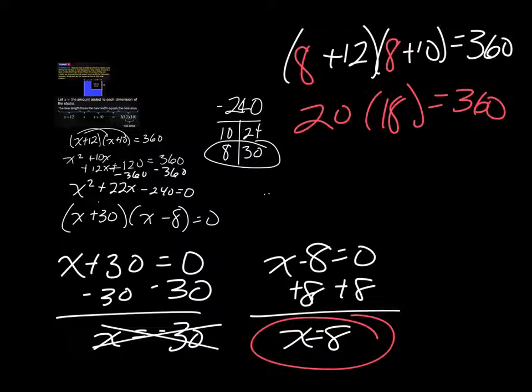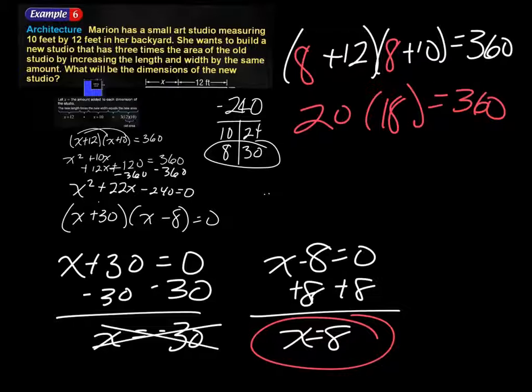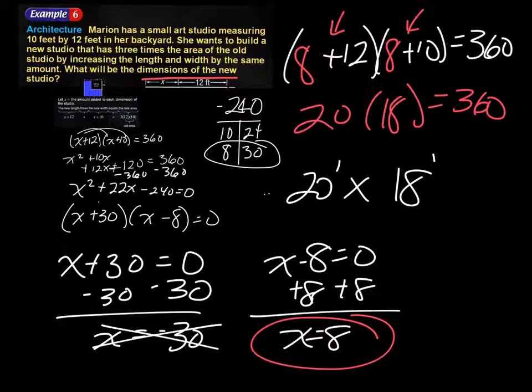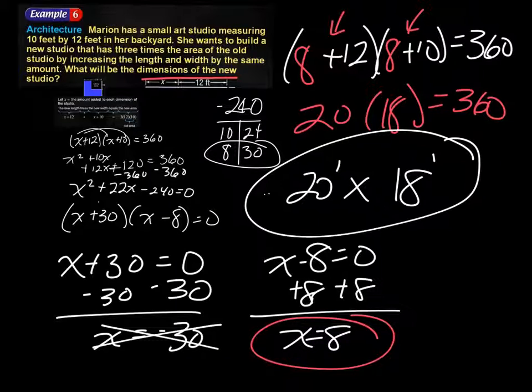The question asks for the dimensions of the new building. So we need to go back in and, you can kind of see them right there. Dimensions would be 8 plus 12 is 20 by 8 plus 10 is 18, and that was in feet. Usually we go width by length, so we normally say 18 by 20, but that's okay. And the little apostrophe there is what construction people use for feet. It's all right.